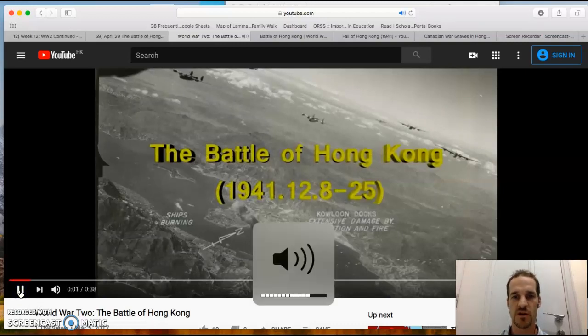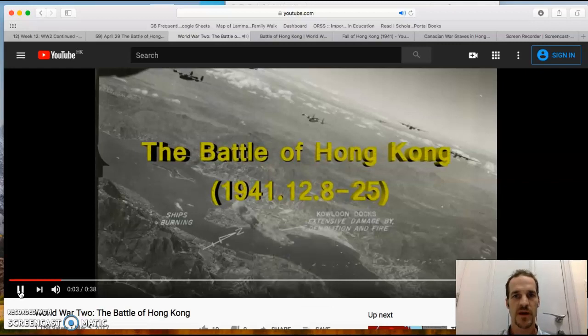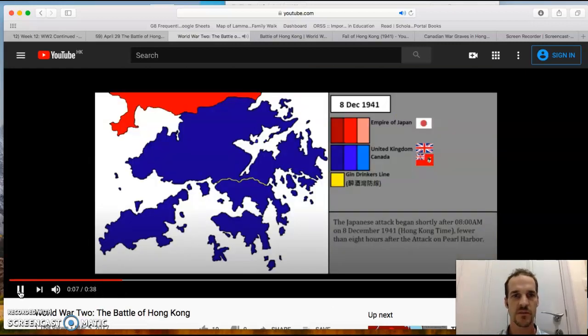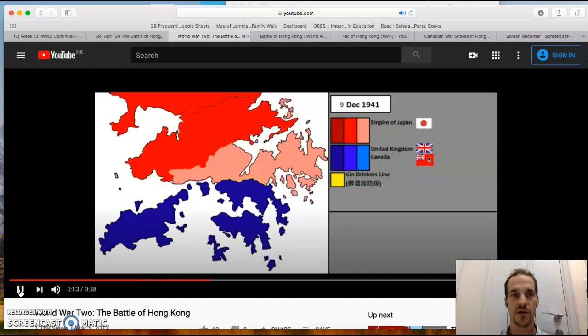We're going to go over some geography. So the battle was in 1941, the 8th of December. Right here, you can see this is mainland China. So this is Shenzhen right now. That was already controlled by the Empire of Japan, so they had already occupied Chinese territory. Then on the 8th of December, they began to spread through Hong Kong.